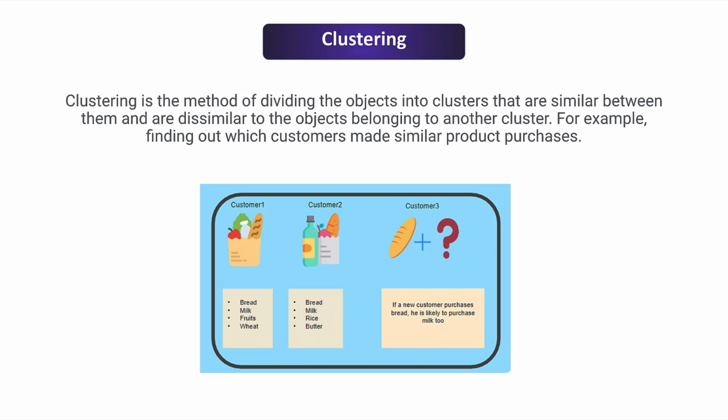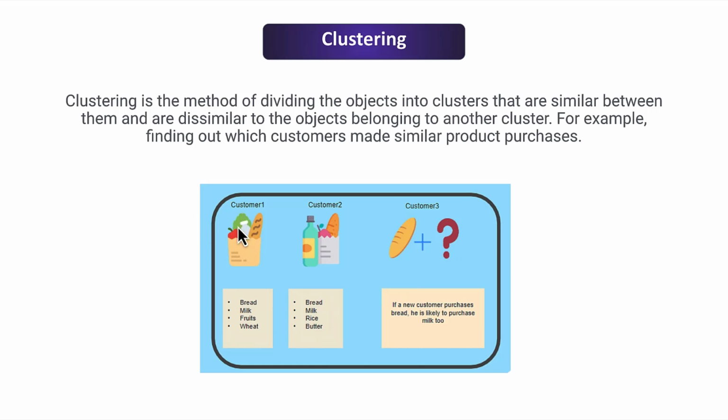So for example, finding out which customers made similar product purchases. The practical example of clustering can be applied on a bakery or on a store. If we have the data about the purchases of the customers, then after passing this data to our unsupervised machine learning algorithm, we can get useful outputs.